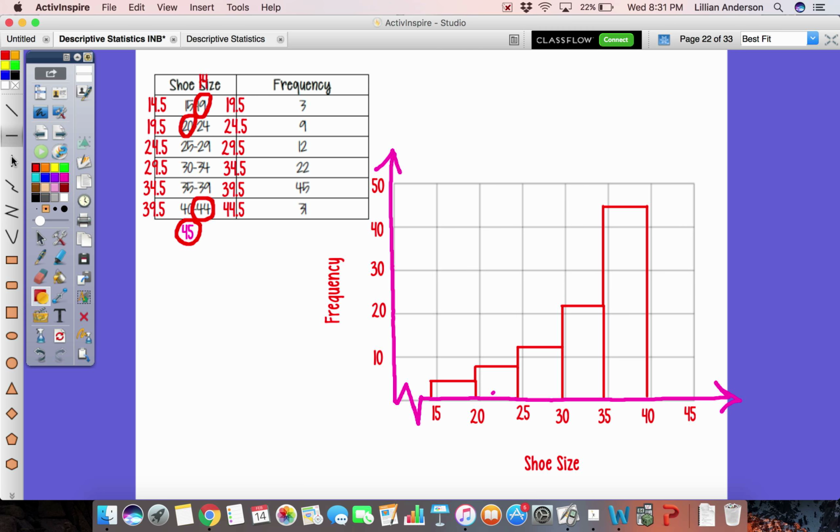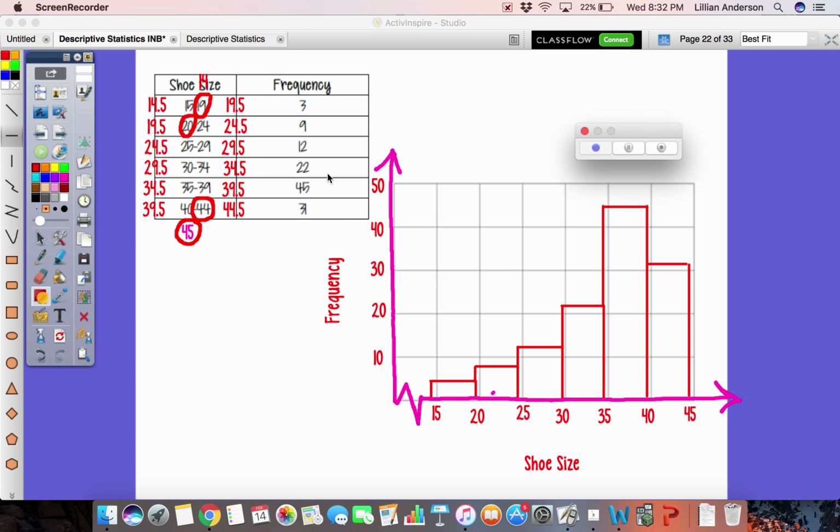And now for the last class, which goes from 39.5 to 44.5, and it has a height of 31. And we have just created our histogram for these shoe sizes. All right, all of our bars are connected. They have our upper and lower boundaries. My x-axis is labeled and my y-axis is labeled.